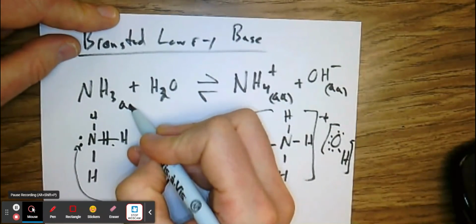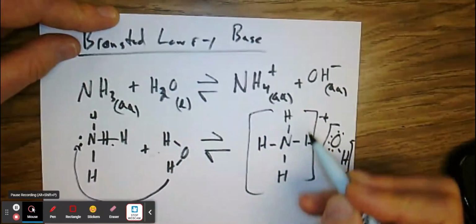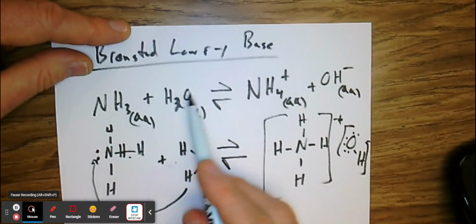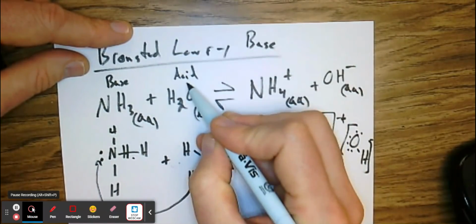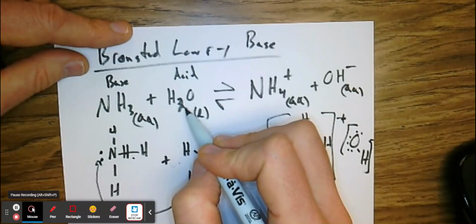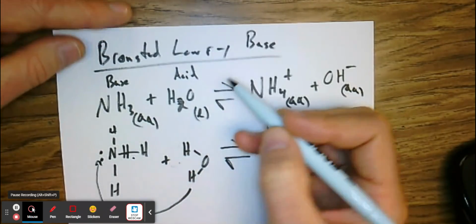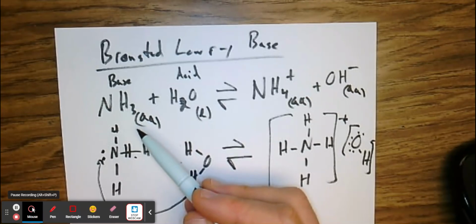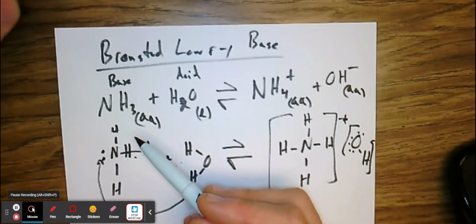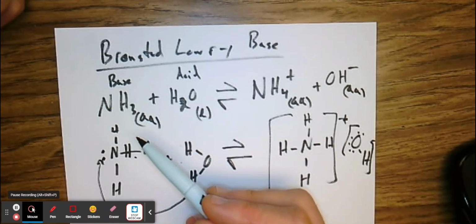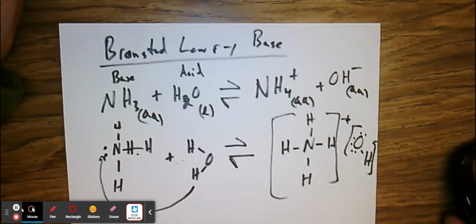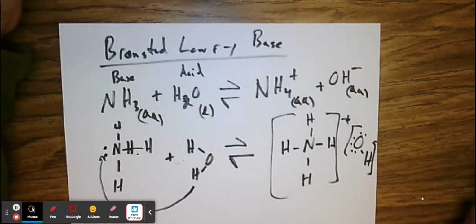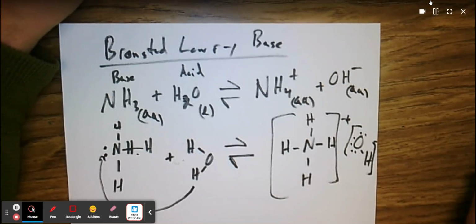Now, in this definition, since this accepted a proton from water, this would be my base and this would be my acid, because that's donating a proton. So water can really act as an acid or a base depending upon what it's with. And that is what a Bronsted-Lowry base is, and what a Bronsted-Lowry acid is, and what Arrhenius acids and bases are.